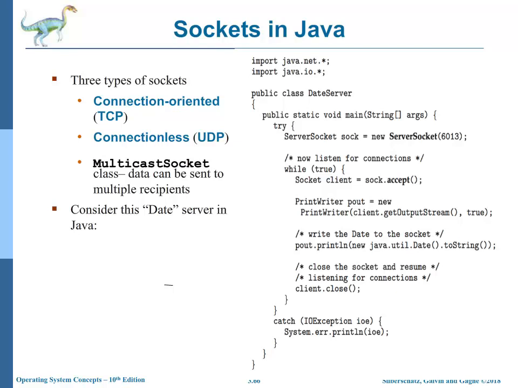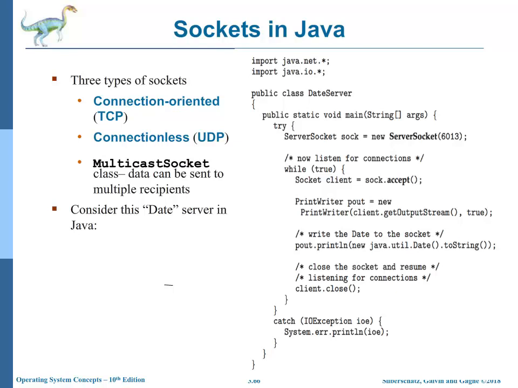In this example, the Java program describes a date server that uses connection-oriented TCP sockets. The operation allows clients to request the current date and time from the server. The server listens on port 6013. You can specify other ports as long as they are greater than 1024. When a connection is received, the server returns the date and the time to the client.